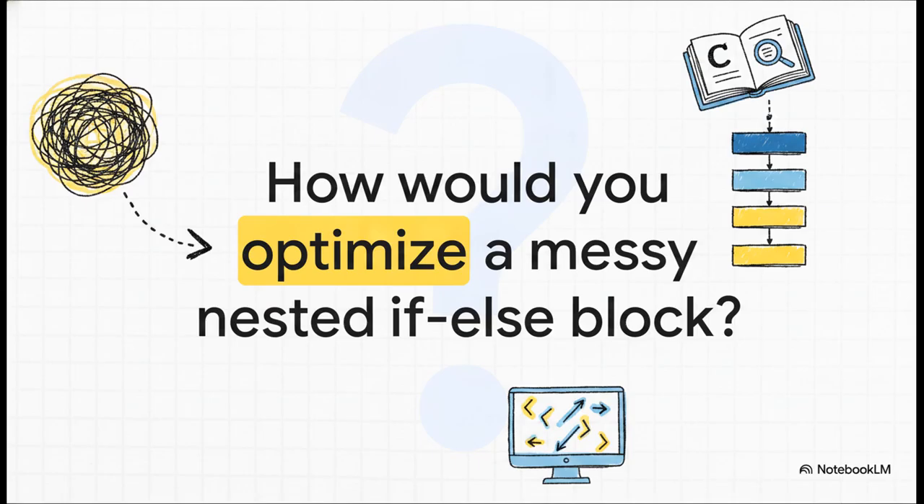To wrap up, I want to leave you with something to think about. Imagine you inherit a massive, incredibly messy, deeply nested if-else code block from another programmer. Knowing what you know now about these tools, how would you optimize it? How could you clean up that chaos into something elegant and readable? Keep that in the back of your mind the next time you sit down to write some code.